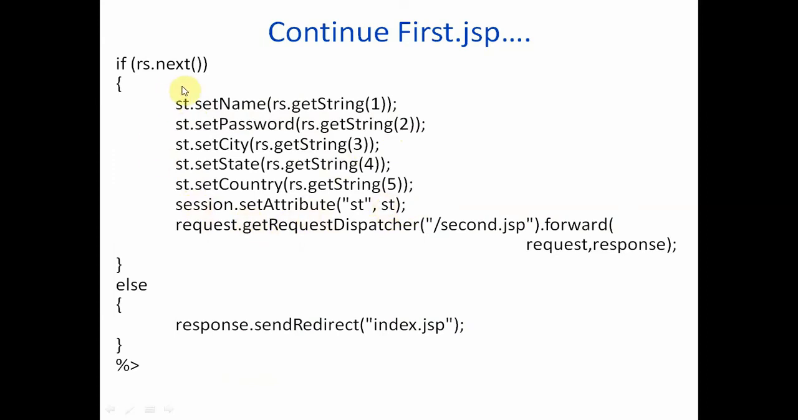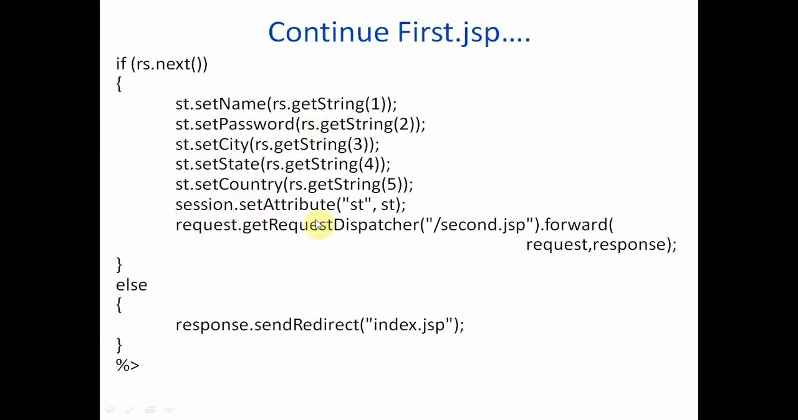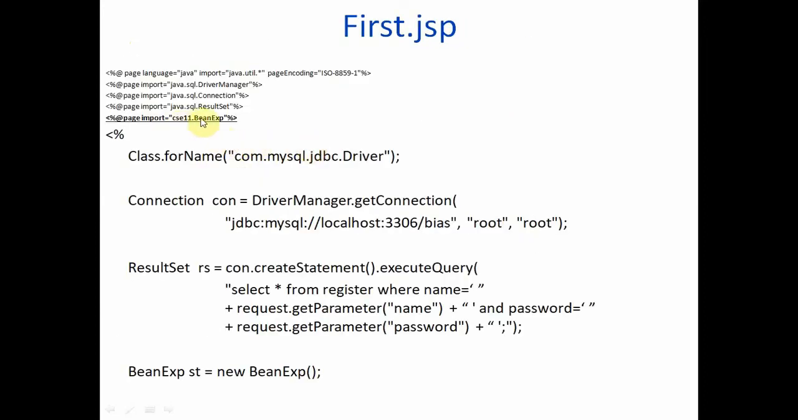So this bean is an attribute of the session, and this will be transferred to second.jsp, and from second.jsp you will retrieve this st and bean example is the type casting. When you call session.getAttribute, you write session.getAttribute here, and there you have session.setAttribute. When you get it, you will typecast it to BeanExample, and again we will write BeanExample b here. You must also write this page import statement: page import csc11.beanexample.